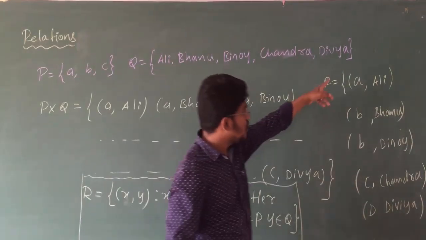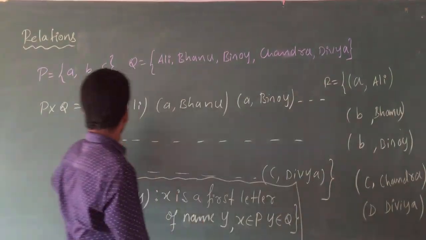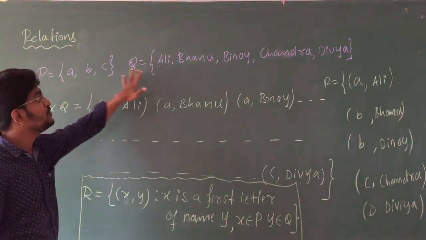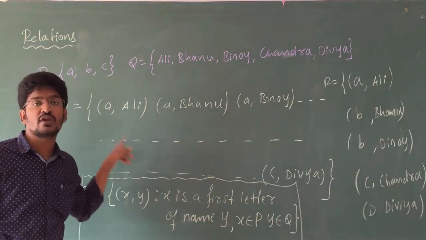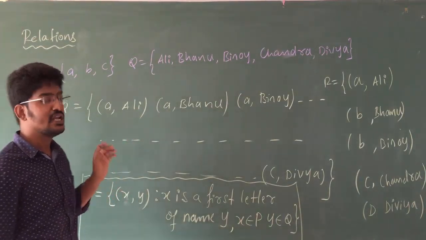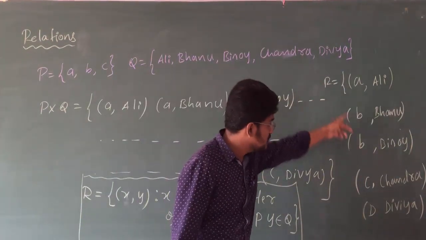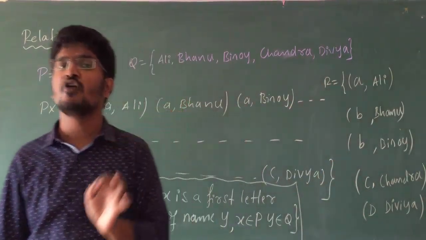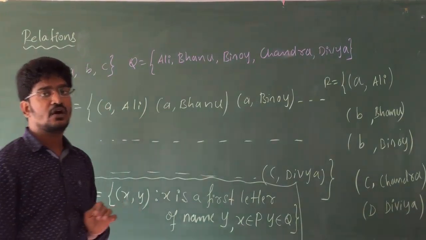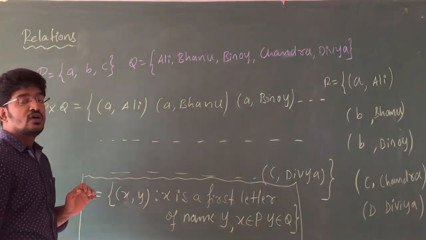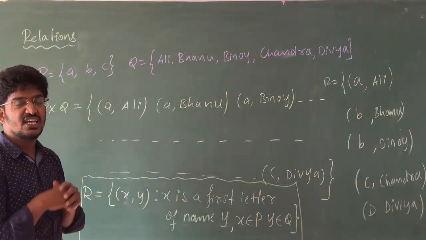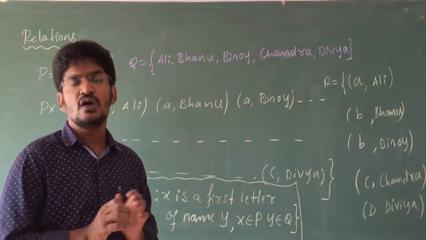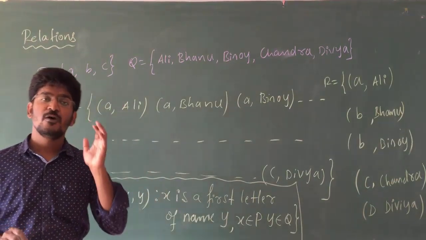Definitely these elements will be in P cross Q. If you have time, write all 15 ordered pairs in rough work and check. These 5 ordered pairs will definitely be among those 15 ordered pairs. Are you getting my point? So this is the relation. Relation means it is a subset of P cross Q. You must know that.